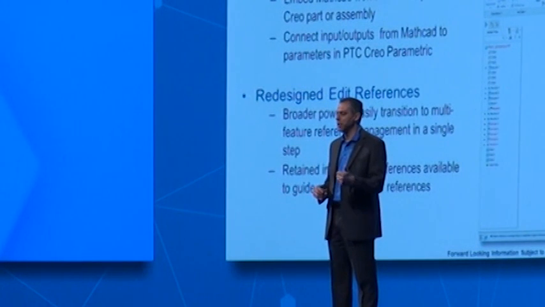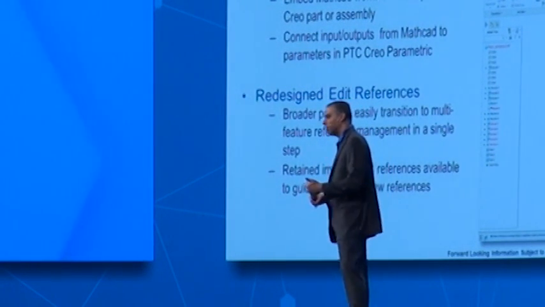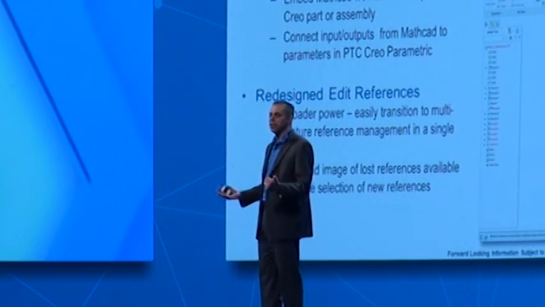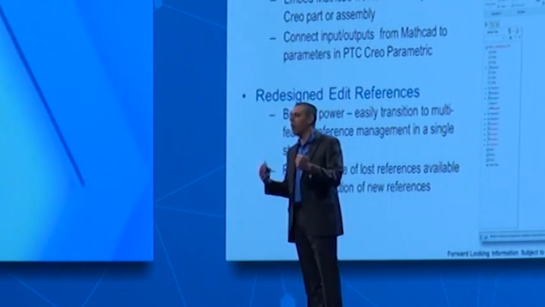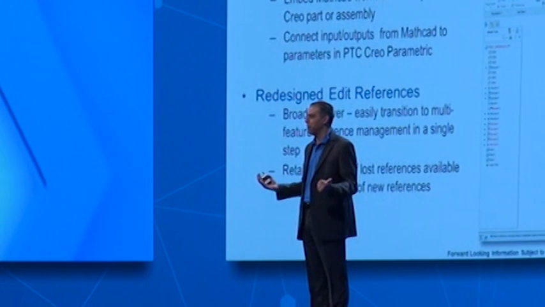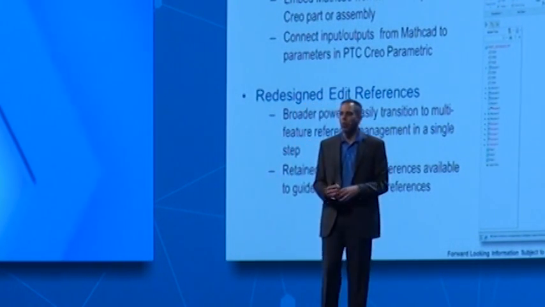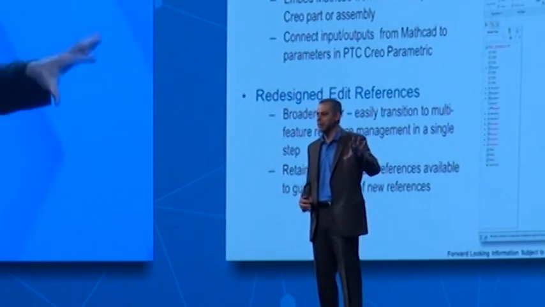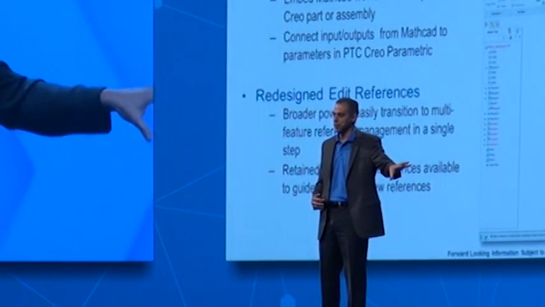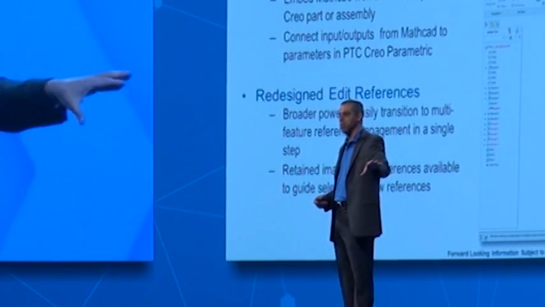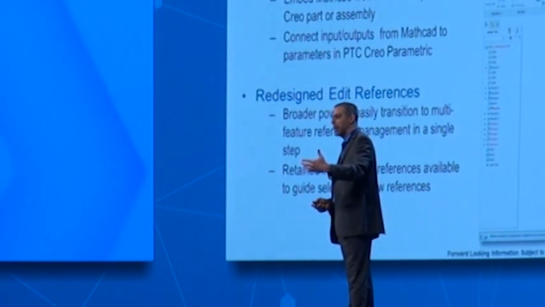The one thing I will mention is, have you ever lost a reference and then said, I can't even visualize what that reference used to look like, so I have no idea what to pick? Has that ever happened to you? I'm sure it has. Well, in Creo 3.0, we save an image of the last known good reference, always. So you will always have an idea of exactly what reference you're missing when a reference is lost.